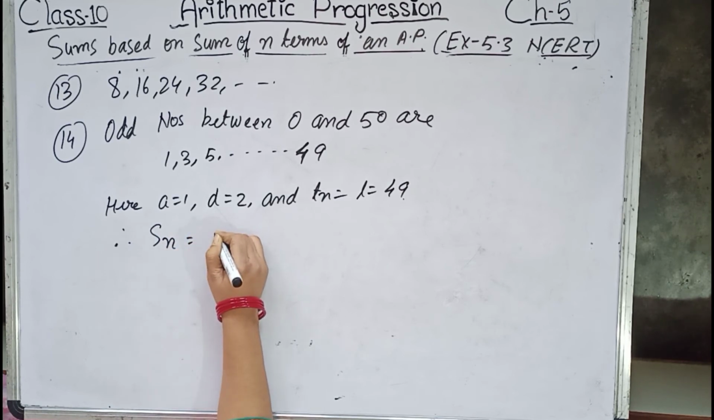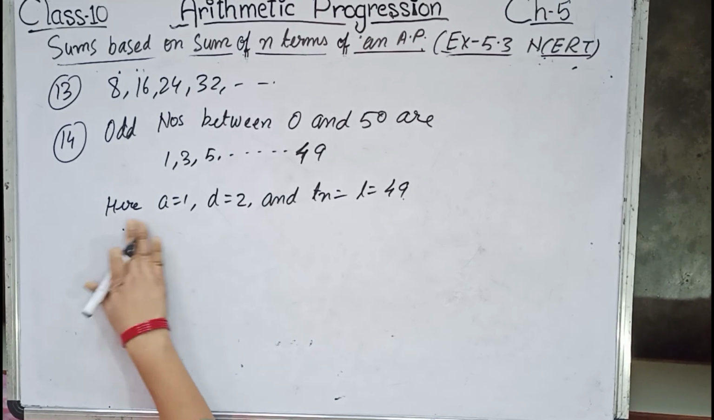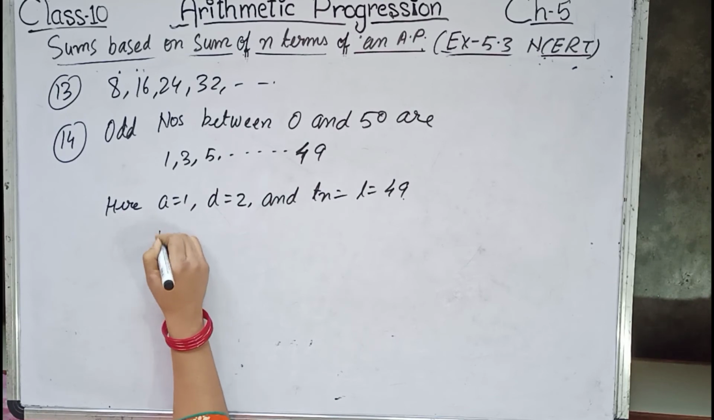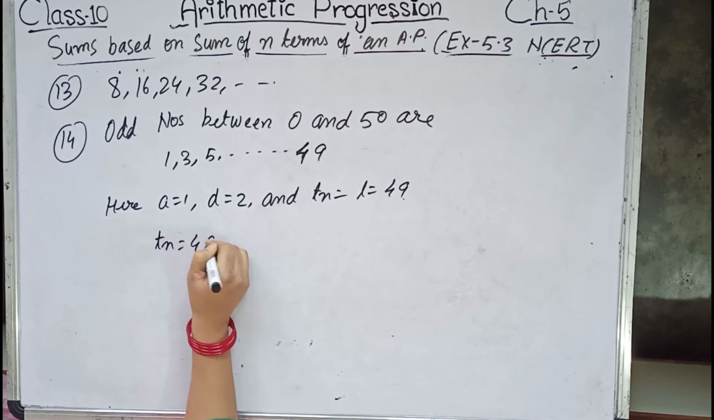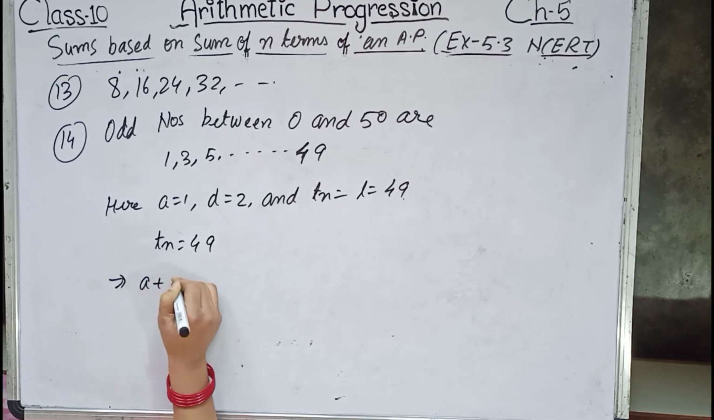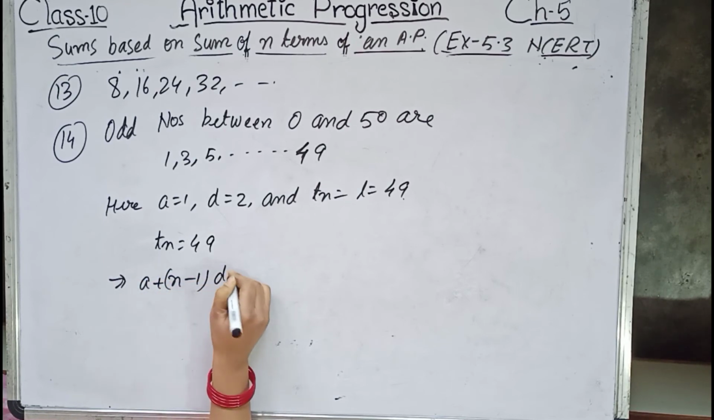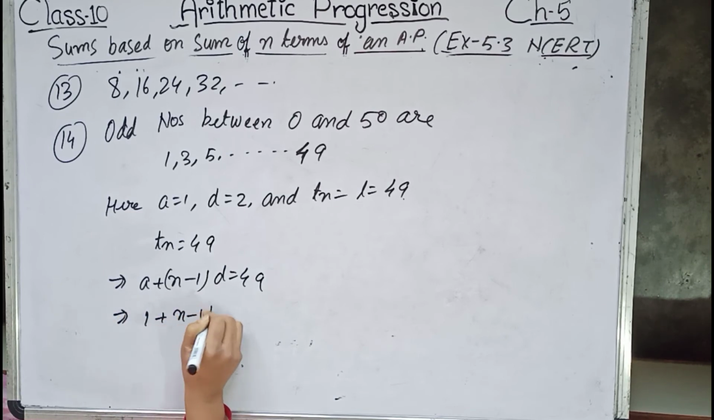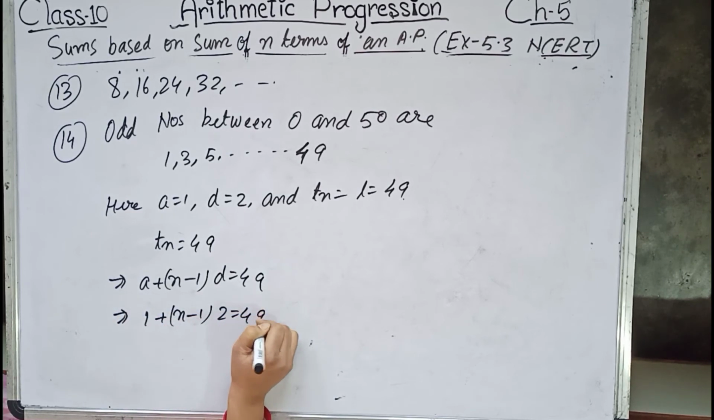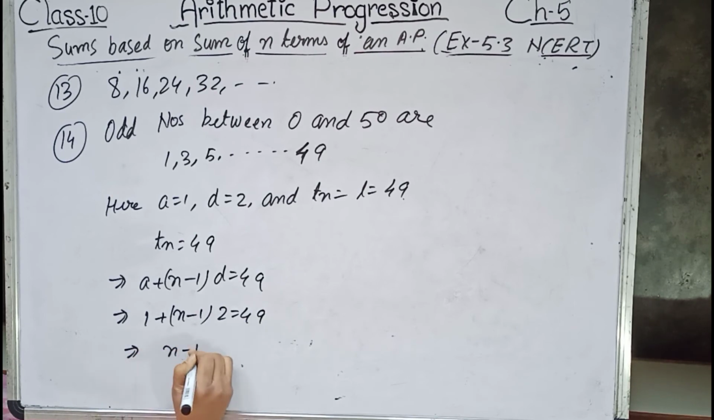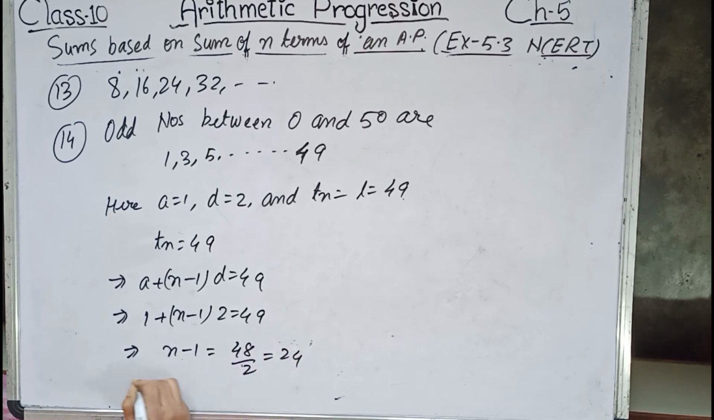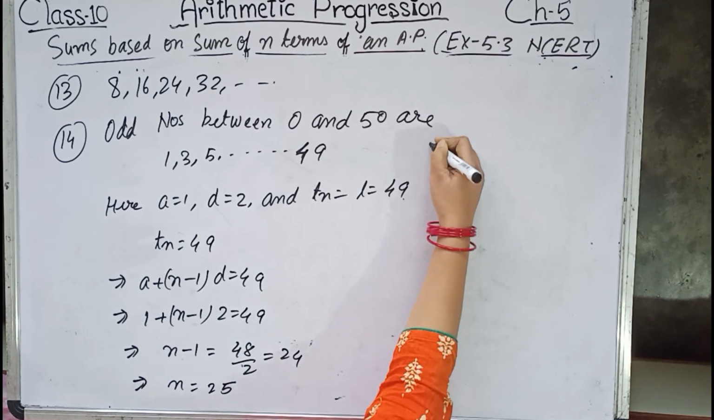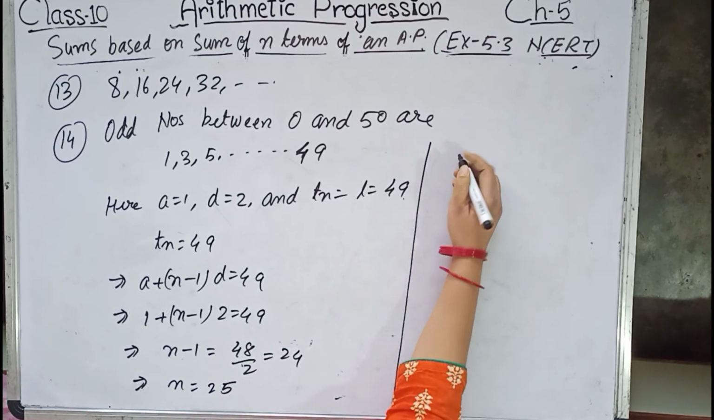Therefore Sn equals to, first we have to find n, that is number of terms. So Tn equals to 49 implies A plus n minus 1 into D equals to 49 implies 1 plus n minus 1 into 2 equals to 49. This implies n minus 1 equals to 48 by 2 equals to 24. This implies n equals to 25. So 25 odd numbers are there between 0 to 50.